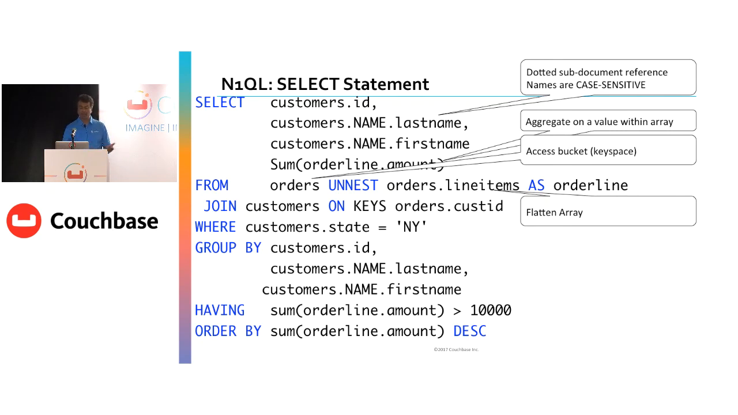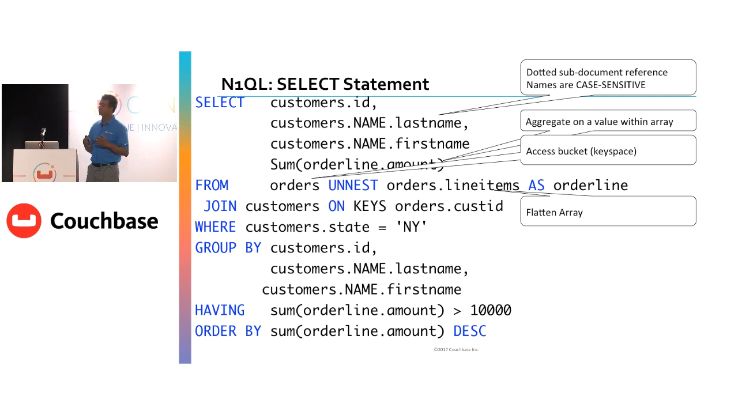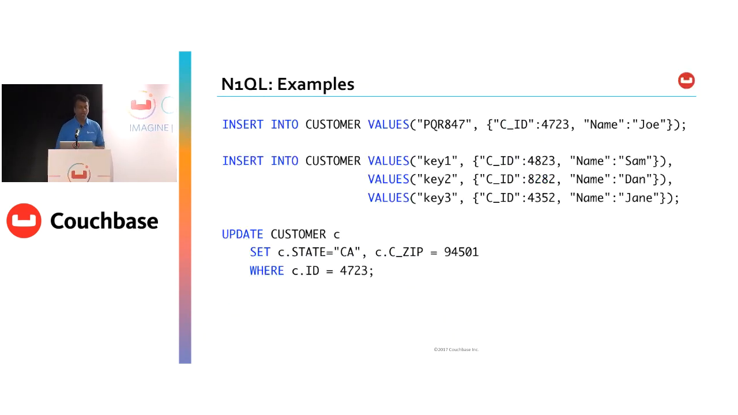And then group by looks, feels, and works just like SQL, and for post aggregation, you can have predicates on the aggregate with the having clause, and order by on any of the items that you have projected, right? So as you can see, this looks and feels close to SQL, but it is extended to work on complex structures, arrays on JSON.